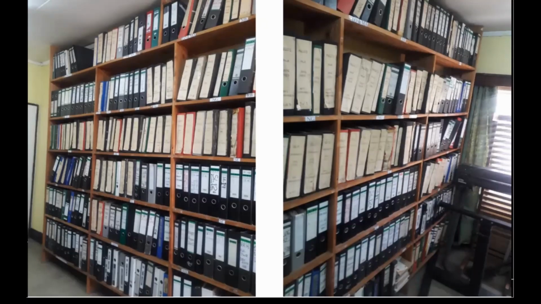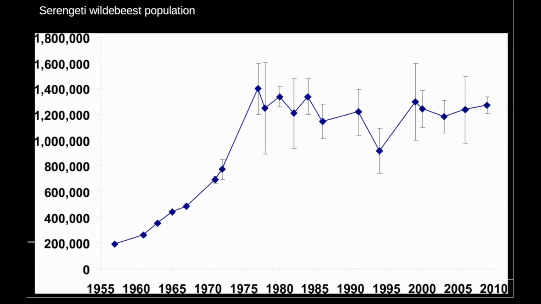So this is a long-term data set. And what we're trying to be able to do is actually have things like this graph, which shows the trends in the wildebeest population, the Serengeti, in particular the migratory wildebeest population from 1955 onwards. And these long-term data sets are incredibly valuable for planning and for conservation of the species.